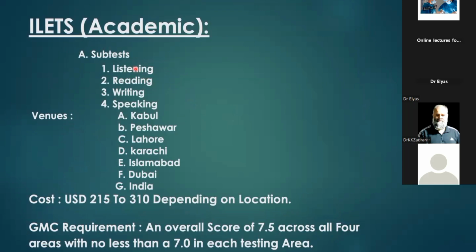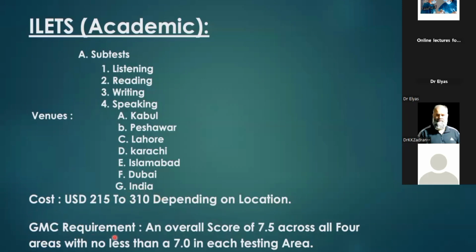Okay. Next slide, Dr. Saman. All right. The other one is the IELTS. IELTS academic has 4 subtests as well: listening, reading, writing, speaking. The venues include Kabul, but unfortunately OET is not conducted in Kabul at the moment. The other venues include Peshawar, Lahore, Karachi, and Islamabad in Pakistan. It's also conducted in Dubai and throughout India. The cost is less compared to OET. It is around $215 US to $310, depending upon the location.